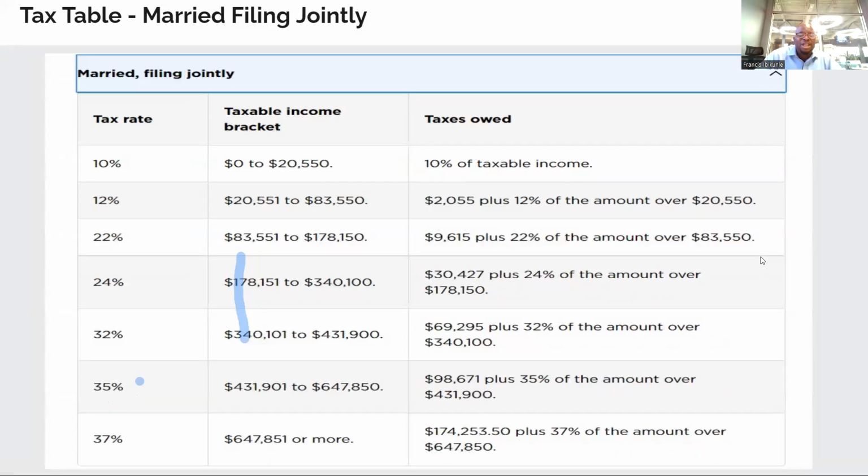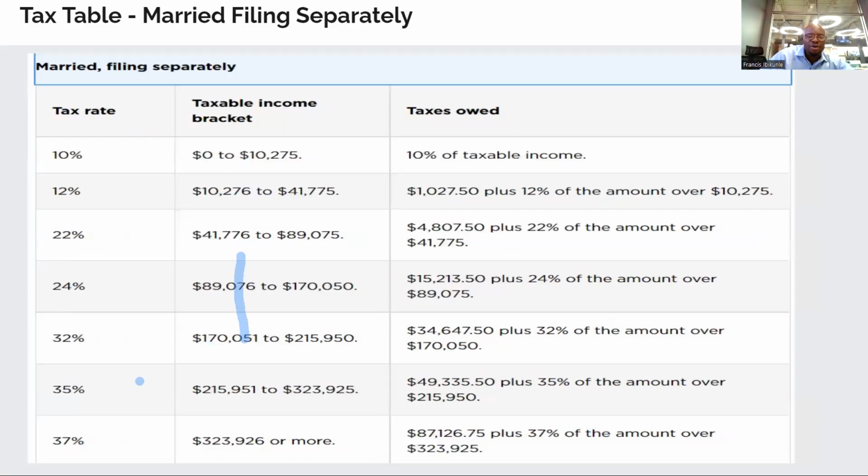So if you are married filing jointly, it's 10% between 0 and 20,550. Instead of 10,000 something, it rises to 20,550, and they still tax you at 10%. So you see, the tax bracket is wider for married filing jointly, and the rate is the same, so the bracket is almost double what it is when you are single or married filing separately.